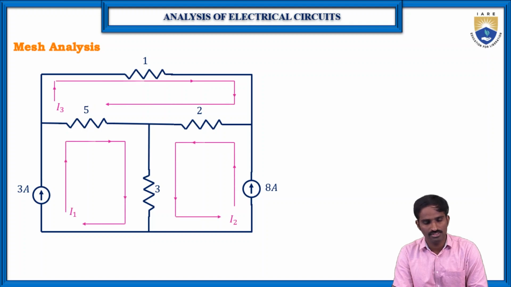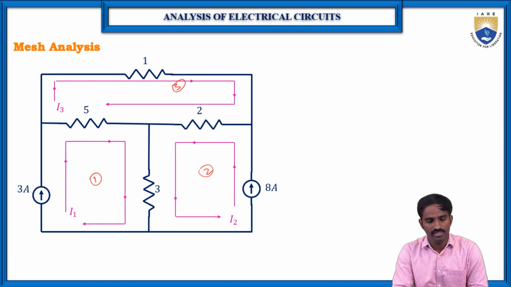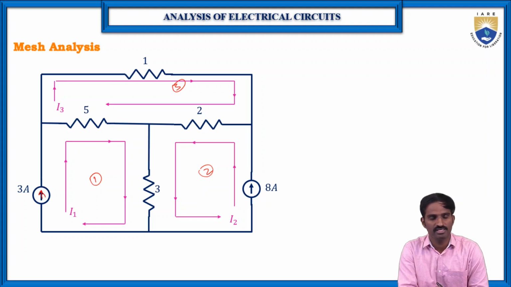First, we need to identify how many loops there are, because here this is one loop, the second loop, and this is the third loop. Then again, we need to indicate the direction of the currents in the loops. Anyway, in loop 1 they have already given the direction of the current, because in the current source the arrow mark indicates the direction of the current. So that's why we should take the same direction.